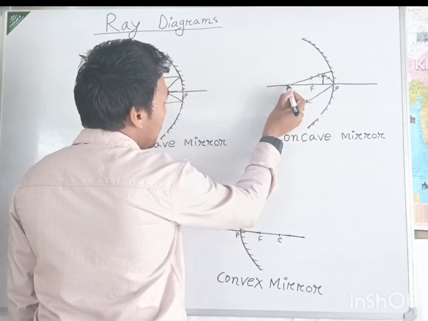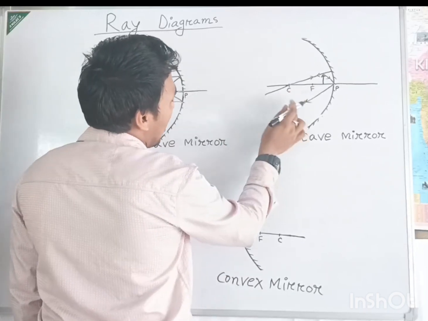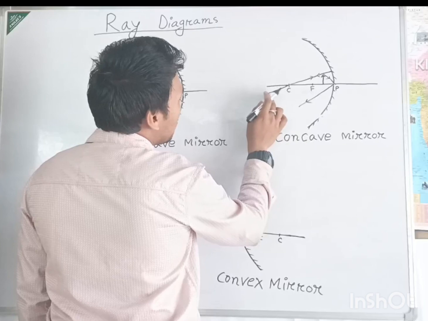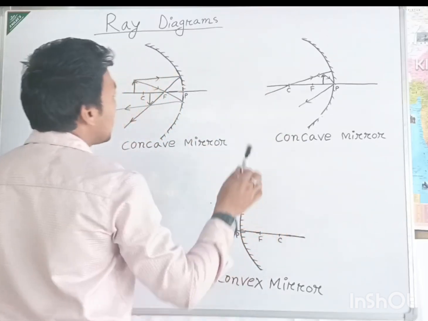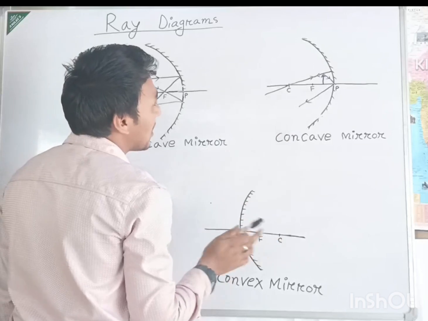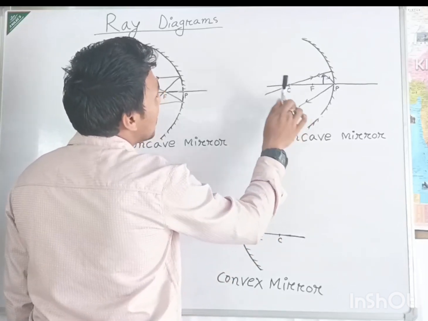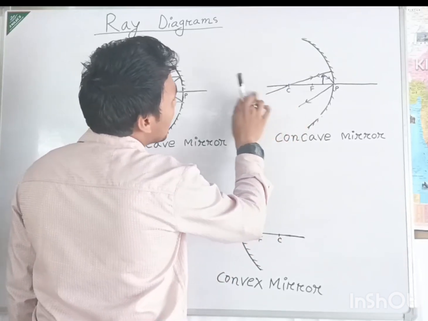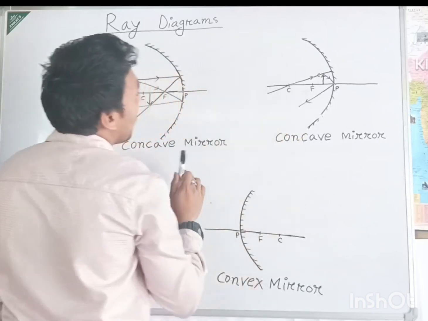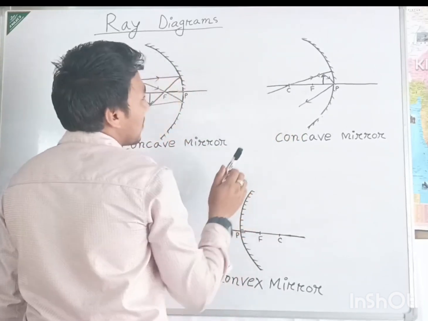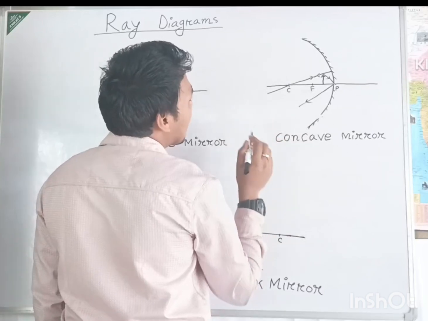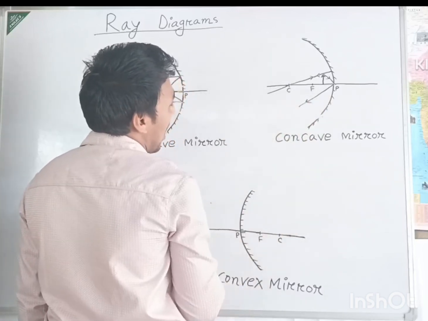Now suppose you extend this line, and these two lines are reflected rays, and I have already said that wherever these two lines intersect, there you'll get the image. But these two lines have no chance to meet each other if I extend them. So what I'll do then is extend them backward.